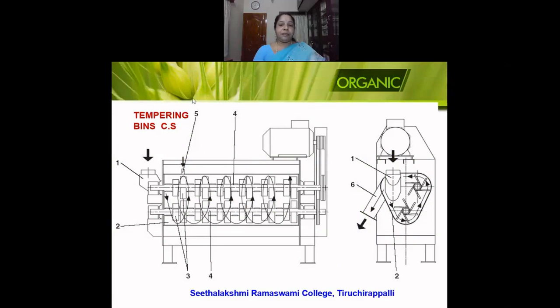So this image shows the tempering bins where the wheat is kept or held for about 8 to 24 hours. This shows the cross section of the tempering bins.